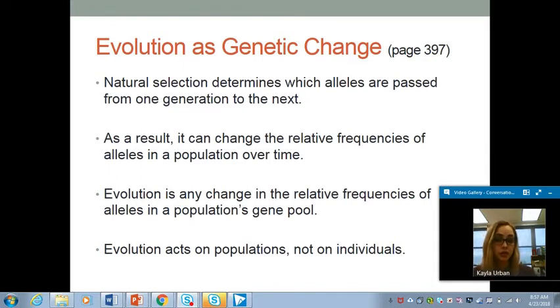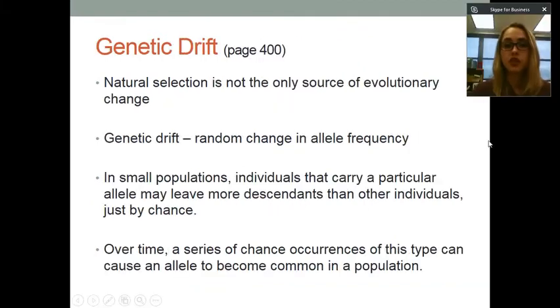Evolution is any change in the relative frequency of alleles in a population's gene pool, and it acts on populations, not individuals. Genetic drift is another source of evolutionary change, and it is just random changes in allele frequencies. In small populations, individuals that carry a particular allele may leave more descendants than other individuals just by chance. Over time, a series of chance occurrences of this type can cause the allele to become more common in a population.